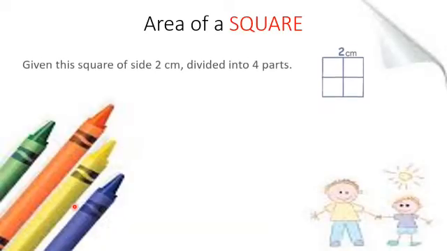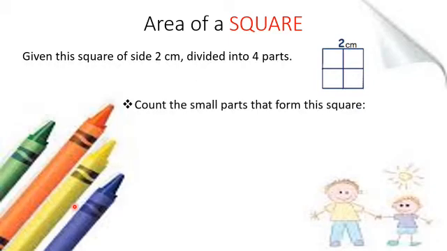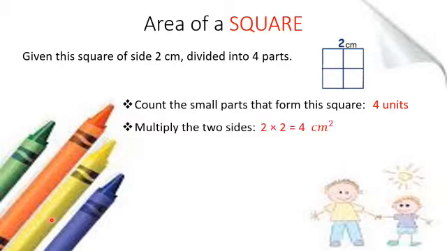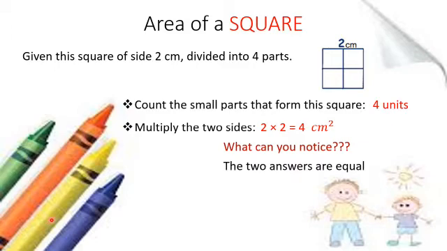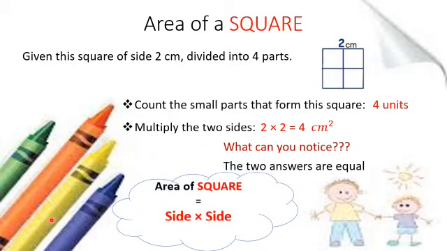Area of a square. Given this square of side 2 cm, it's divided into 4 parts. Count the small parts that form this square. They are 1, 2, 3, 4. Then I write 4 units. Multiply the two sides. They told us that it has a side of 2 cm. Then side times side, which is equal to 2 times 2, equals 4 centimeters square. What can you notice? We can notice that the two answers are equal. Then the area of a square is equal to side times side.